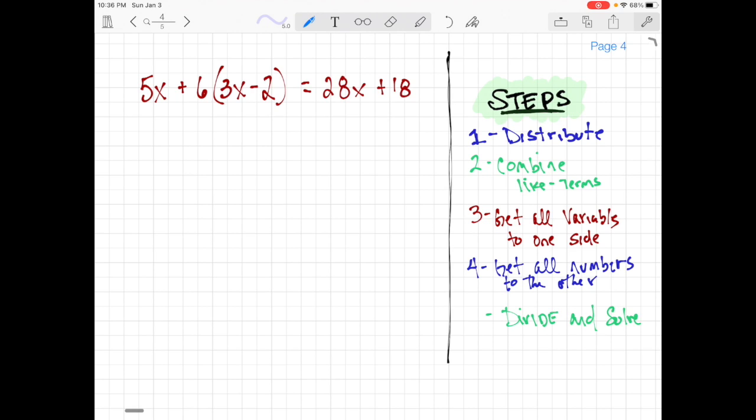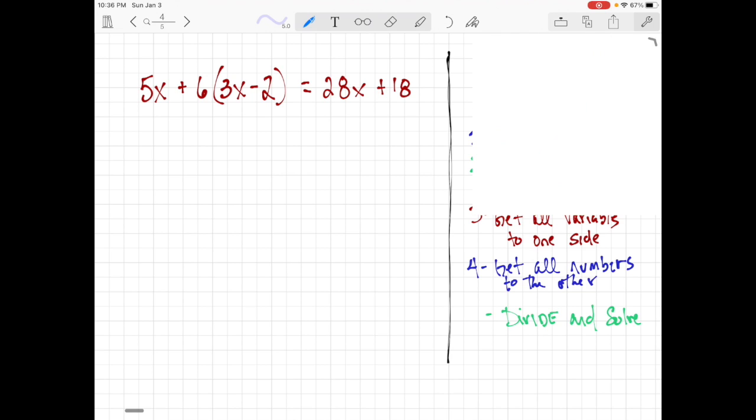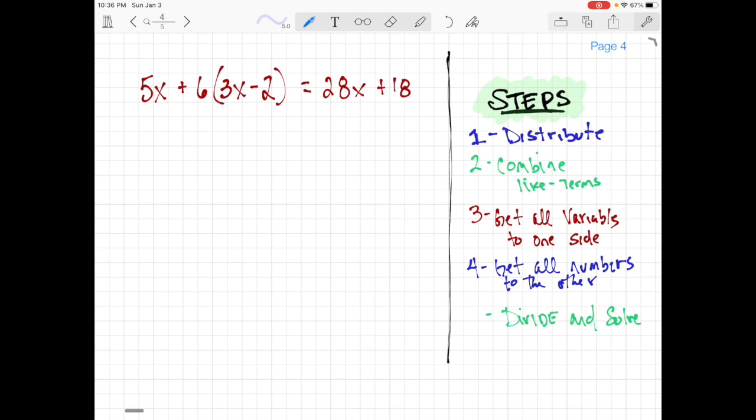All right, so the first thing that we're going to do is take a look at this problem. And we have our first step, which is to distribute. So there's no distributions on the right, but on the left, we've got this one here. So I'm going to distribute the 6.